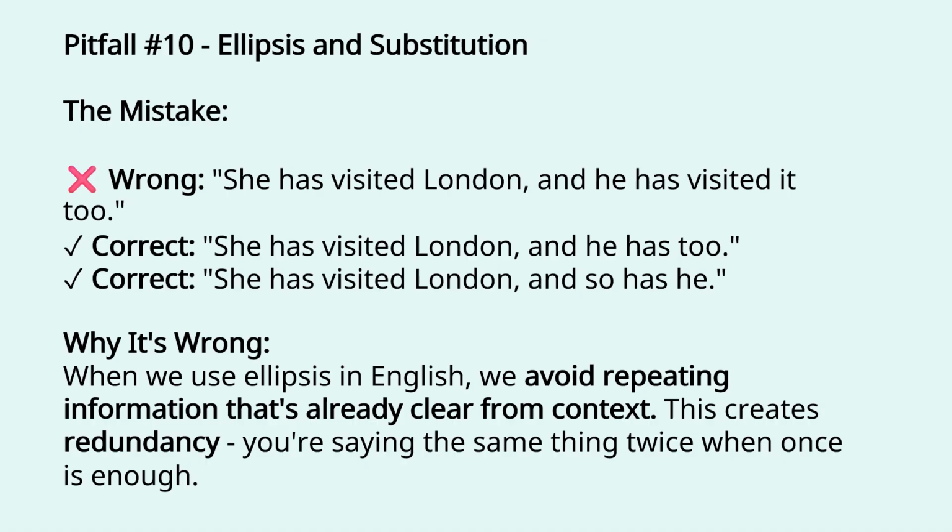The mistake. Wrong: "She has visited London, and he has visited it too." Correct: "She has visited London, and he has too." Correct: "She has visited London, and so has he." Why it's wrong: when we use ellipsis in English, we avoid repeating information that's already clear from context. This creates redundancy. You're saying the same thing twice when once is enough.